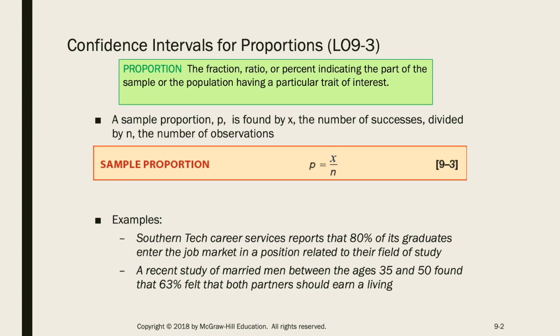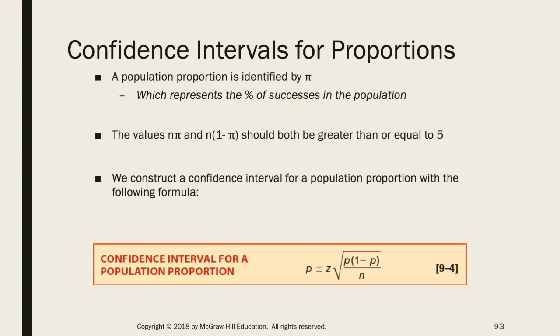For a sample proportion, this is the formula we would use to calculate it, where X is the number of successes, and I'll explain this more in a second, divided by N, the total number of observations in the sample. If we have a population proportion, we actually use this pi symbol to identify it. Again, this represents the percent of successes in the entire population.